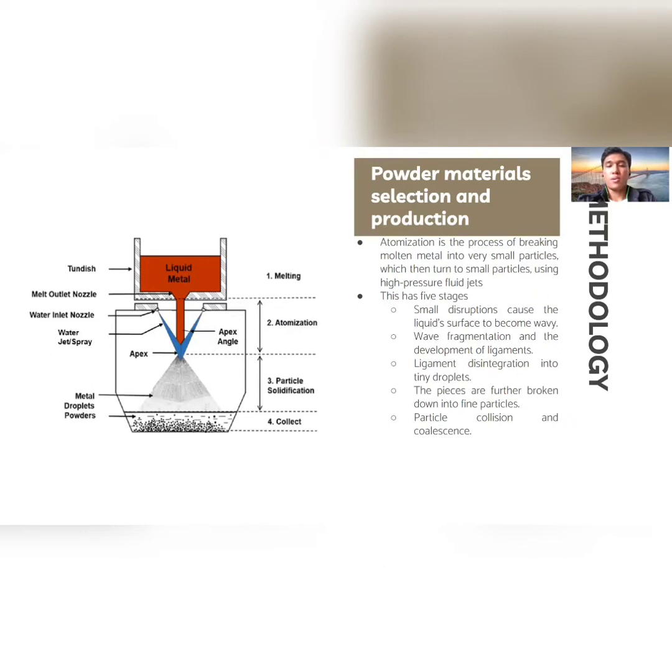The impingement of high pressure gas or water breaks the liquid stream into droplets. It has 5 stages. The first is small disruption causing the liquid surface to become wavy, with fragmentation and the development of ligaments, disintegration into tiny droplets. The pieces are further broken down into fine particles, with particle collision and coalescence. Here is the diagram that shows the atomization.